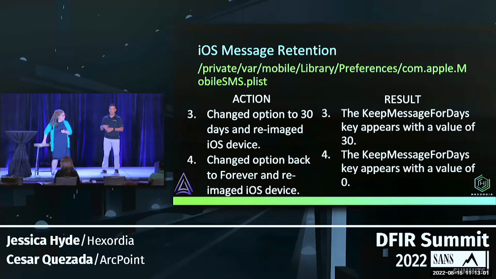We imaged it again, changed the option to 30, and now it has a value of 30. And finally, we changed it back to forever. And now the keep messages for days key appears. It's still there, but now it has a value of 0. So now we know that the user did change it at some point. We just don't know any additional data after that.